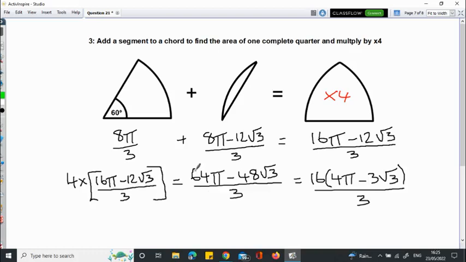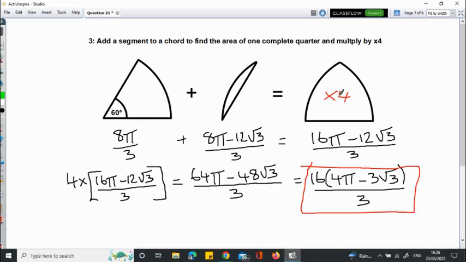As I said, we must simplify as soon as we see the chances to do that. So let's factor this numerator. I pulled 16 out, so that left me with 4 pi minus 3 times root 3. I've just factorised this numerator here. Very important. Okay, so this answer here is for this shape times 4.